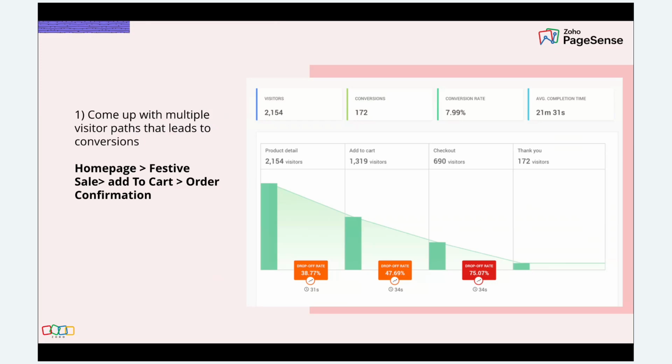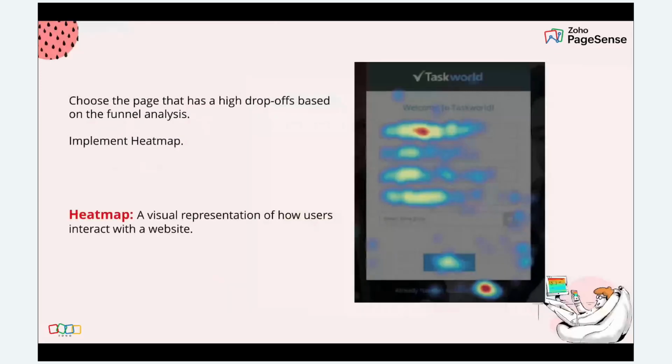Post that, you can choose the page that has high drop-offs and set up a heat map. So with heat maps, you get a visual map of how visitors interact with your website. You can verify whether visitors interact with non-clickable elements and assess the click rates on CTAs.